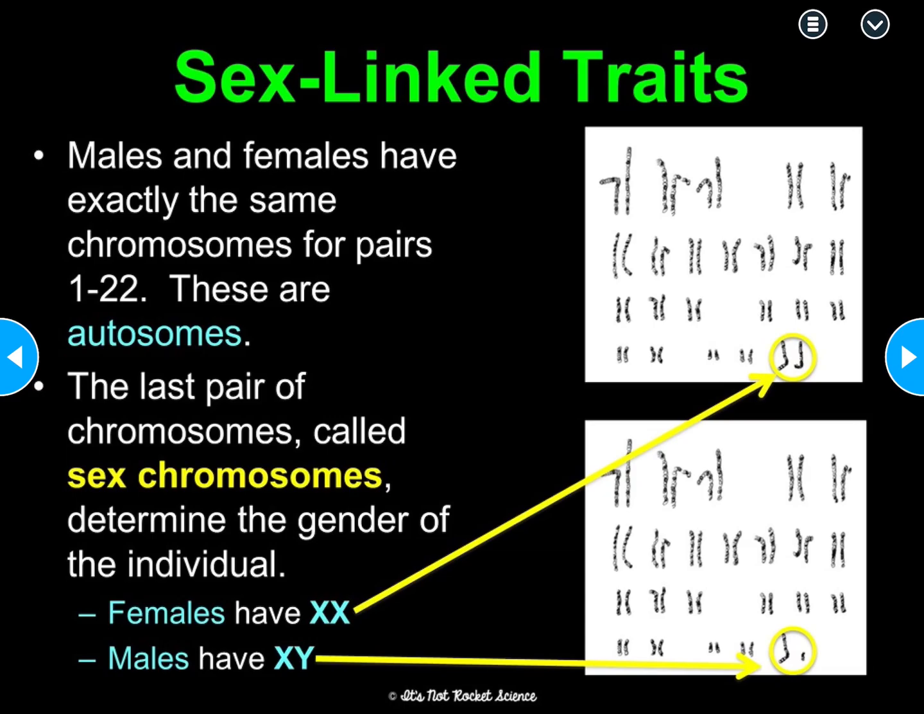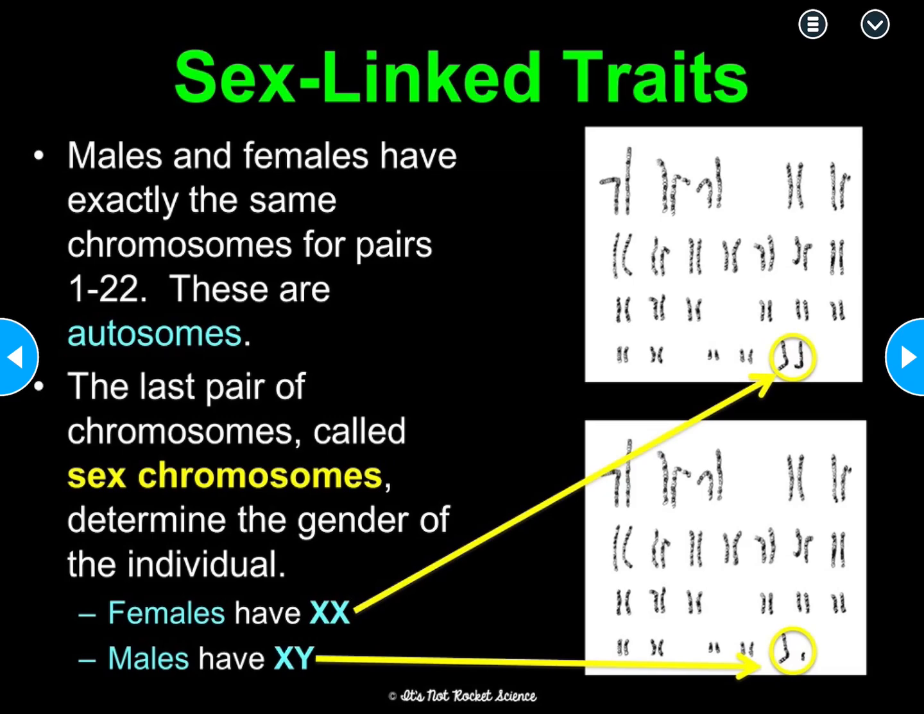Sex-linked traits. This is the last one that we'll actually work out today. Males and females have exactly the same chromosomes for pairs 1 through 22, and those are called autosomes. The last pair, which is X and Y, are sex chromosomes. Females have XX, males have XY, and you can see those differentiated here on the screen.